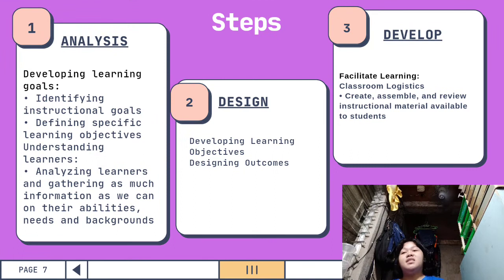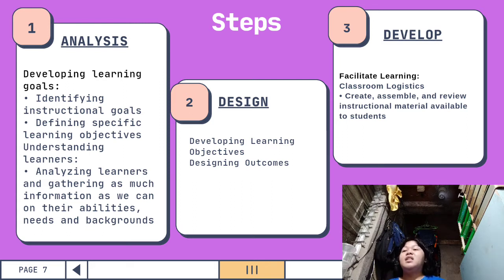Step 1. Analysis. Developing learning goals. It has defining instructional goals, for example, targets to be reached by learners. It also has defining specific learning activities. Analysis also has understanding the learner. It has analyzing learners and gathering as much information as we can on their abilities, needs, and backgrounds.